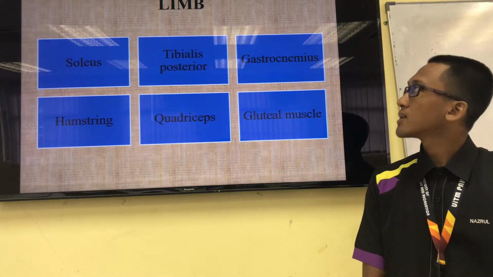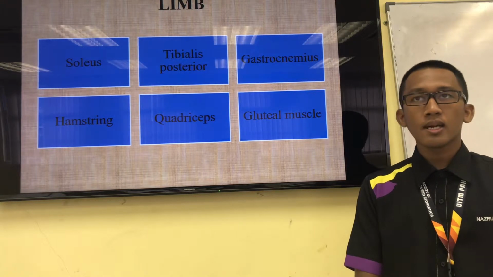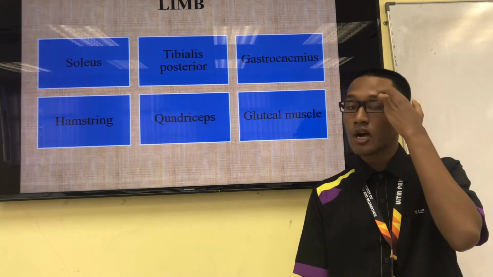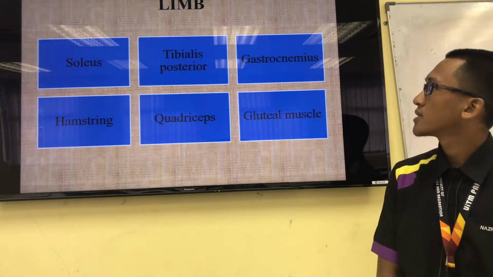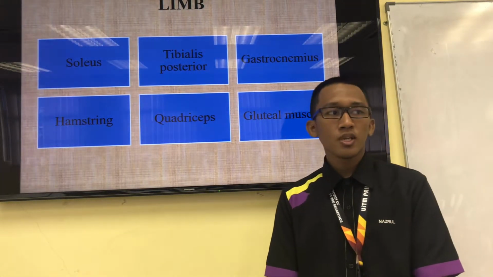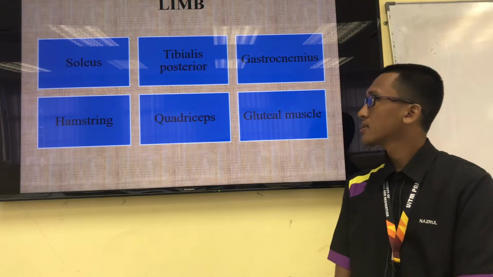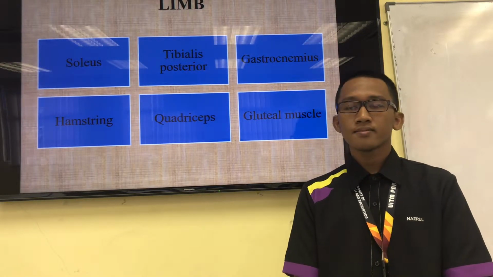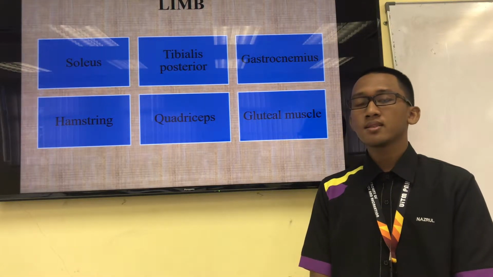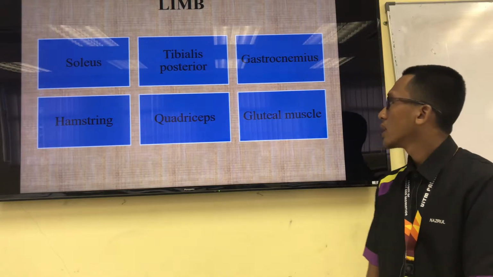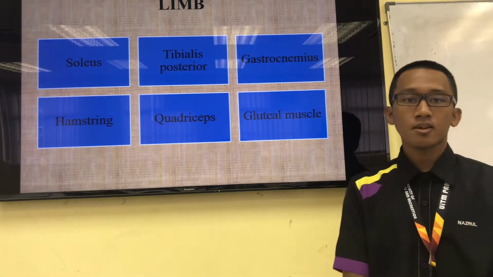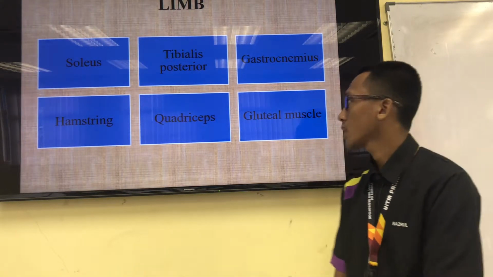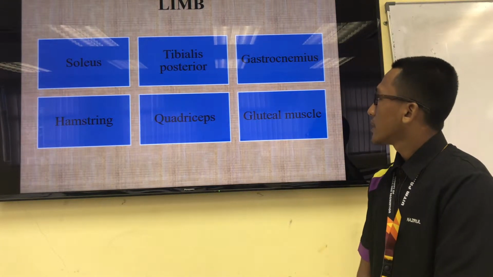This is the muscle involved in the lower limb. I mentioned the upper limb, and this is the lower limb muscle used. First soleus, tibialis anterior, hamstring, quadricep, gluteal muscle, your behind muscle, and gastrocnemius. Okay, next.